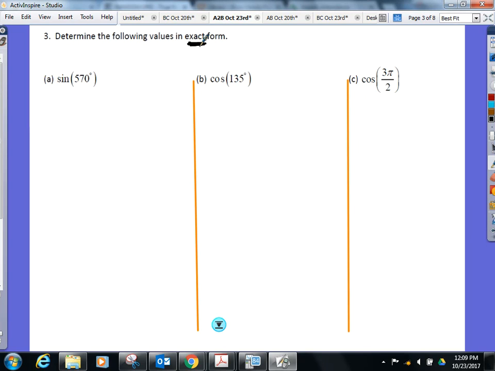So here we go. Sine of 570. I need you to first figure out if that's going to be positive or negative. So what quadrant am I in for 570? Here we go. I go all the way around. I'm back at 360. What's next after 360? 450. Not there yet. Then I go to 540. Not there yet. Then I go to 630. I think I got a quadrant now.